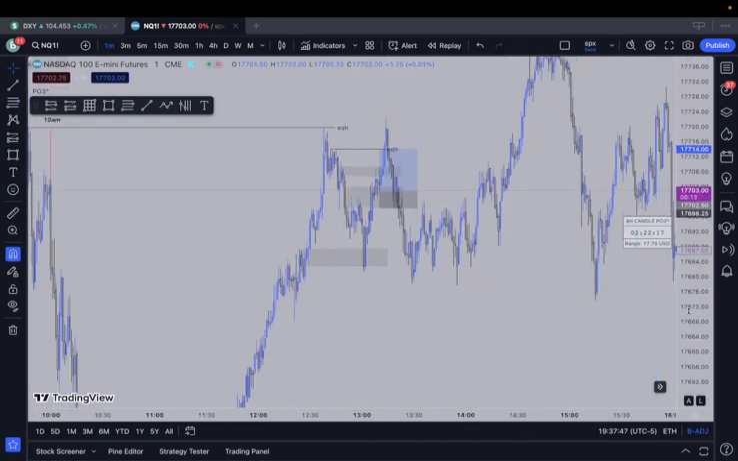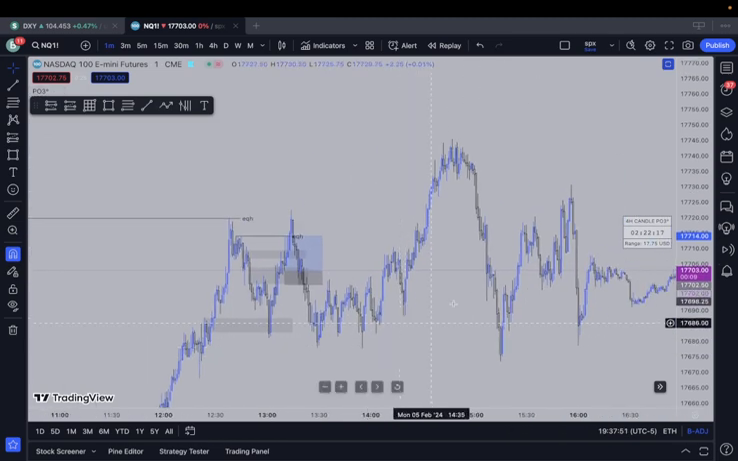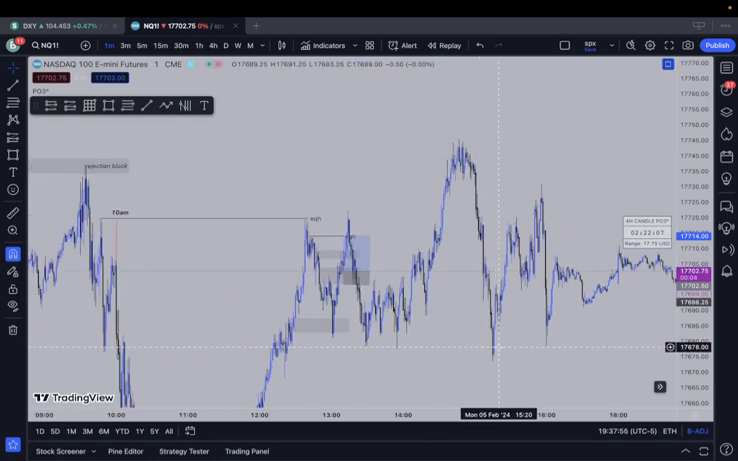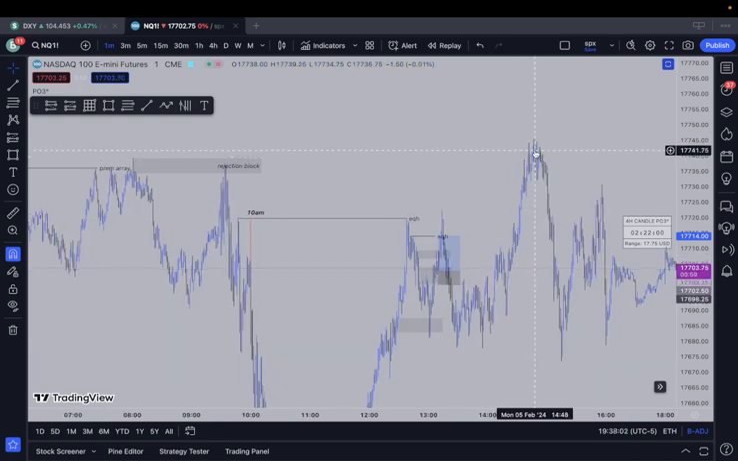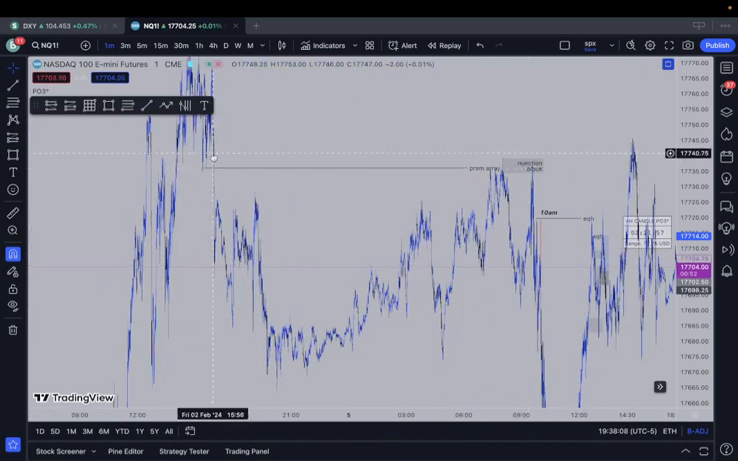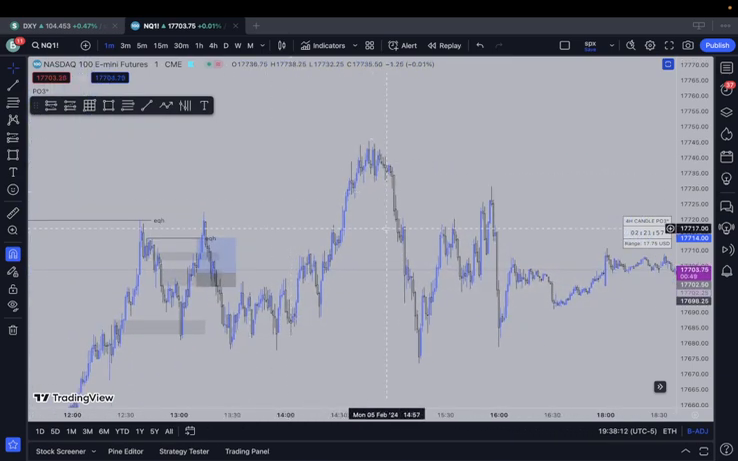Now coming into PM, okay, we chopped around at 1:30. Then at 2, we had our distribution. Okay, why? Because right before lunch hour and the first hour of PM open, we manipulated into this high while respecting its 15-minute fair value gap, while respecting that with the body. Okay, then clear distribution to our equal lows right here.